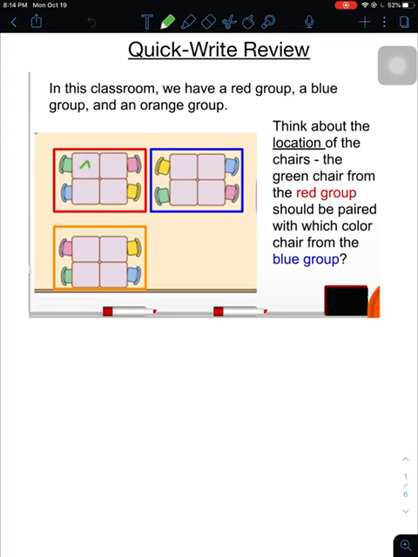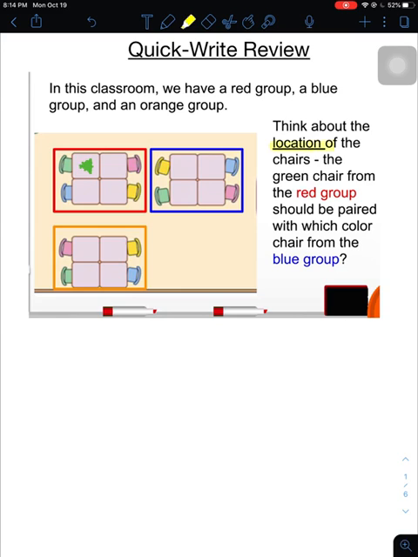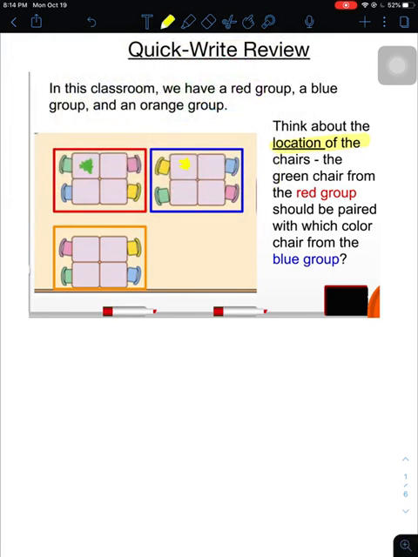The green chair from the red group, so that means this one over here, this desk, should be paired up with which color from the blue group. So the key here is thinking about location. So this green chair is in the top left corner, right? Which chair is also in the top left corner in this blue group? That would be this yellow one right here.